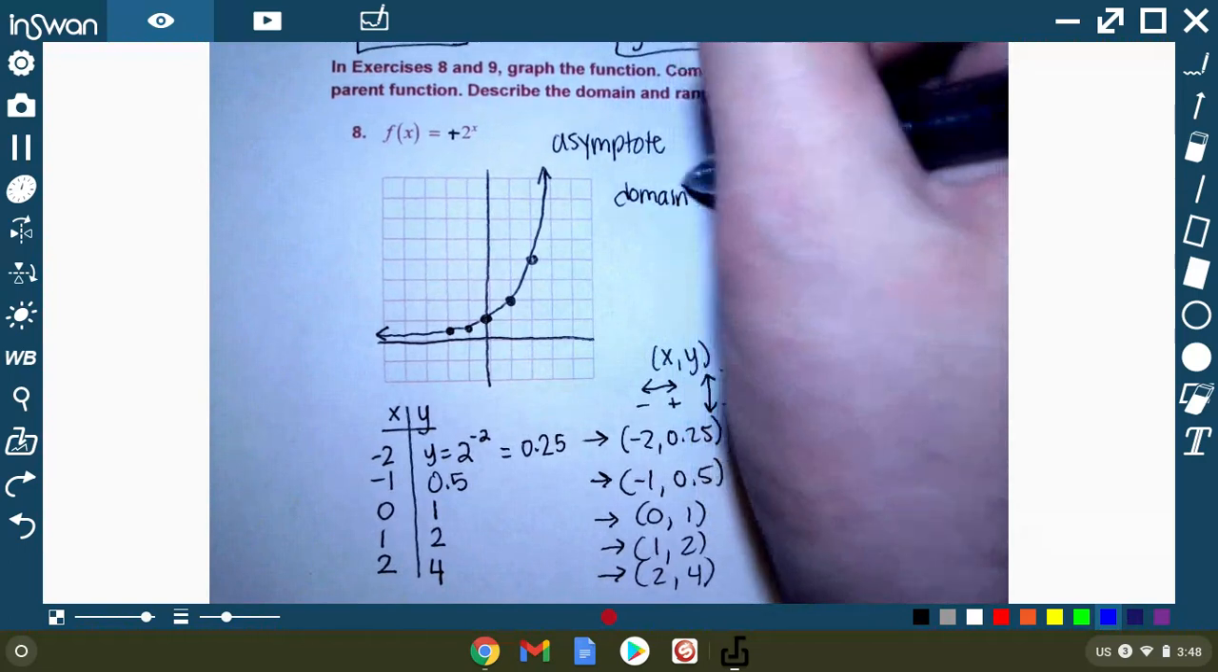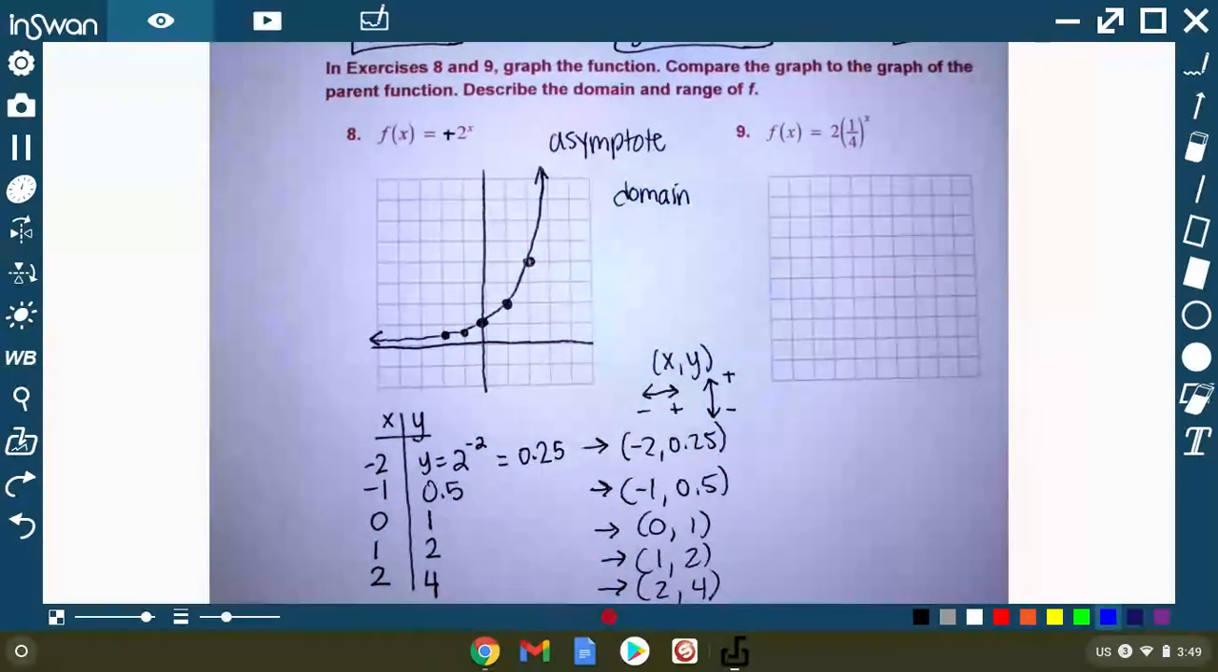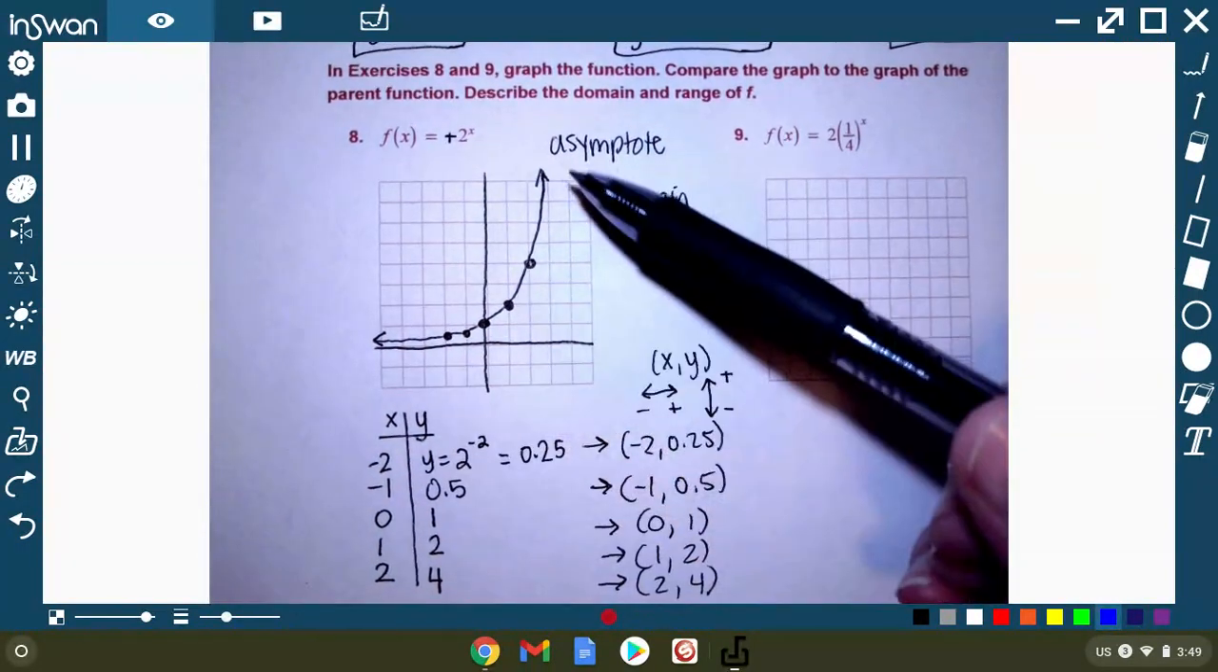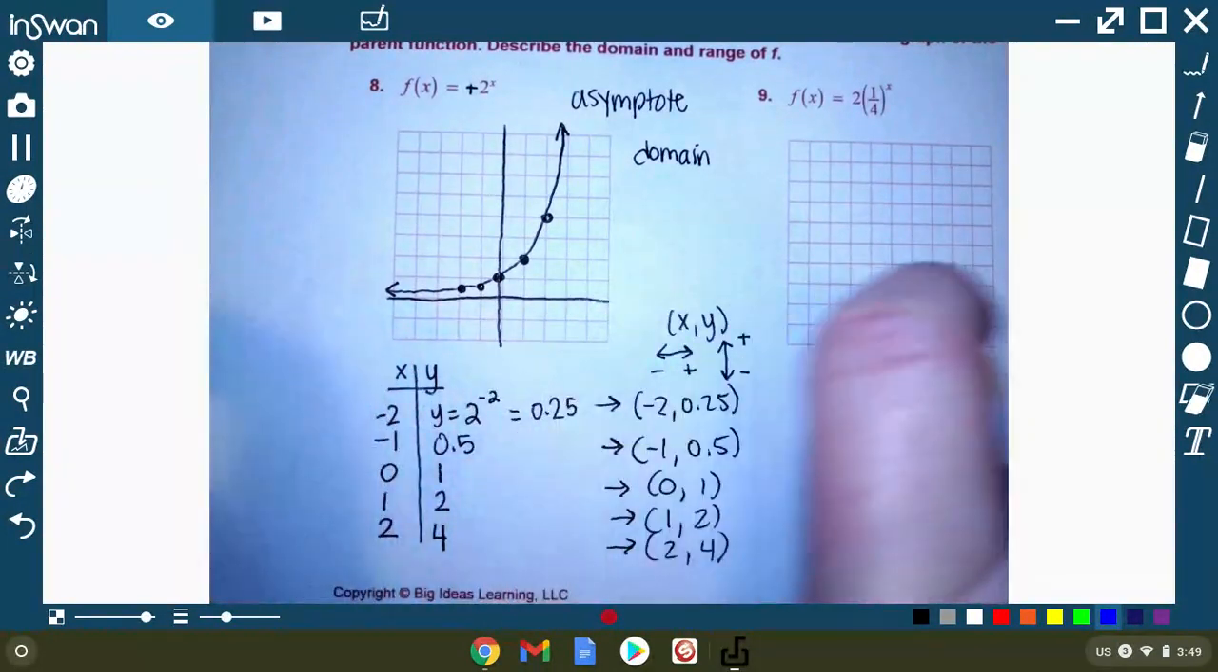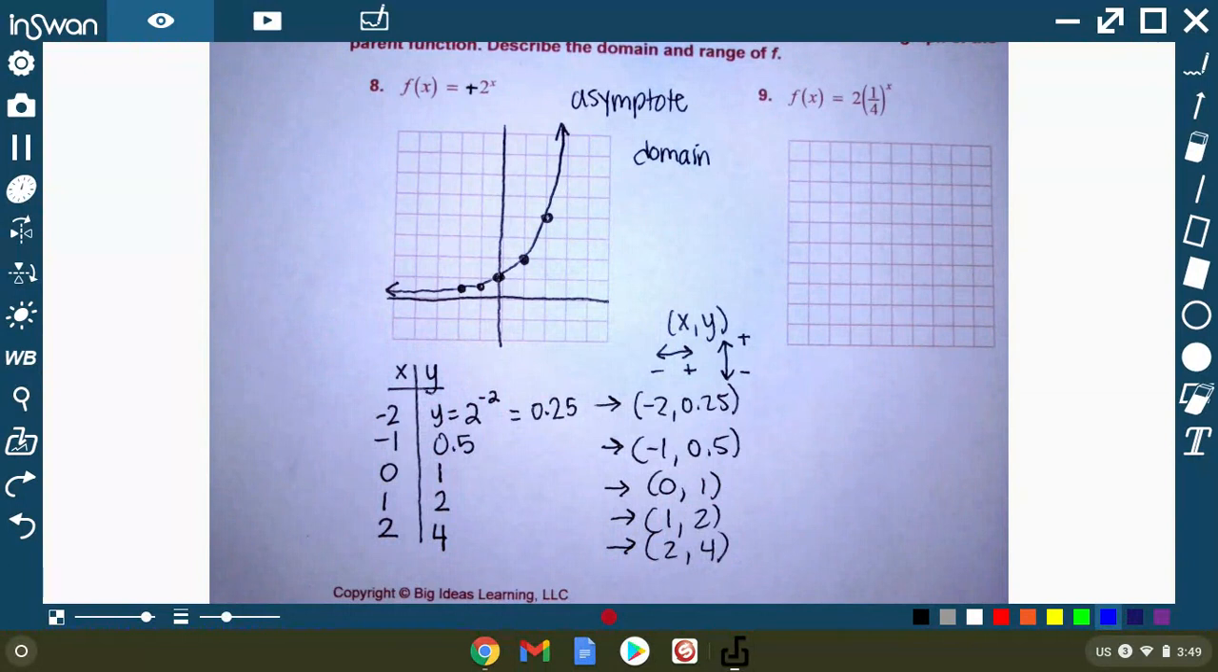The domain is what x values this covers. So I look at my equation and my arrows, basically looking at my graph, and I want to see: does it go all the way to the left and the right? Does it cover every x value I have? And this one doesn't have any holes or anything super weird on it.